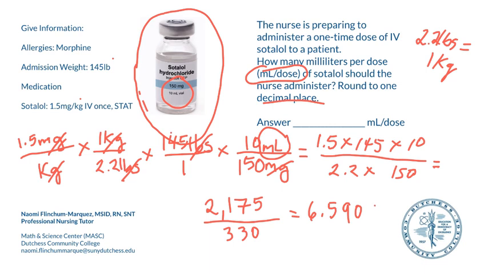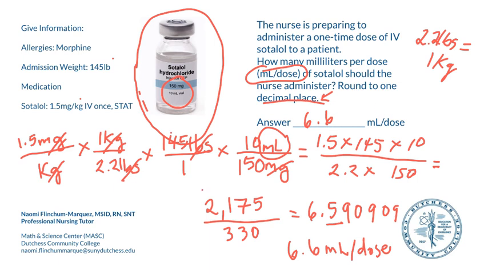So I got this crazy number. It keeps going. But our answer says round to the nearest 1 decimal place. So that means I need to round here to this 1 decimal place. So my answer would be 6.6 rounded up milliliters per dose. So I'm going to put 6.6 right here.